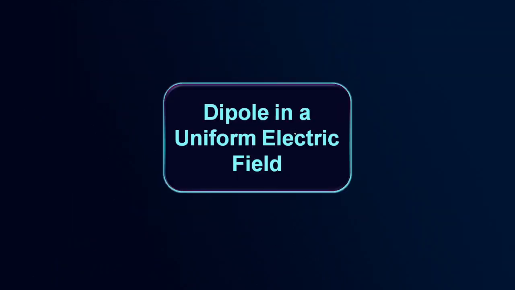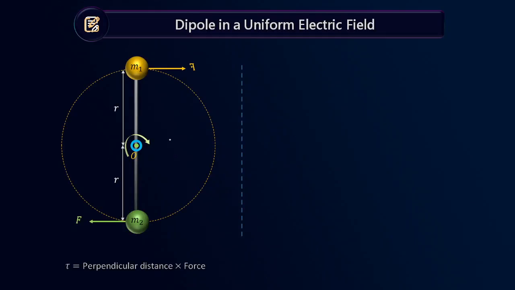Now let us see dipole in a uniform electric field. Suppose there is one electric dipole and we have placed it in a uniform electric field. In that case, what will happen? Let us see with this diagram. So we have two charged particles, or let us consider one simple case.